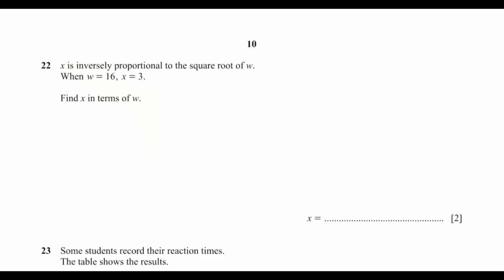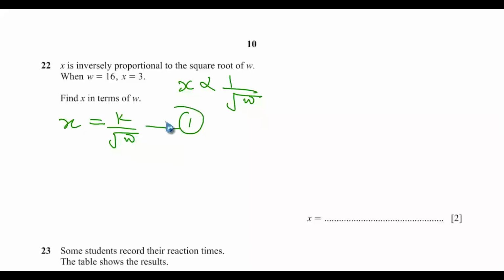That will be question 22. x is inversely proportional to the square root of w. We can write this as x equals k over root w. Then when w equals 16, x equals 3. We can call this equation 1. That means we have 3 equals k over root 16, so 3 equals k over 4. That implies that k is equal to 12.